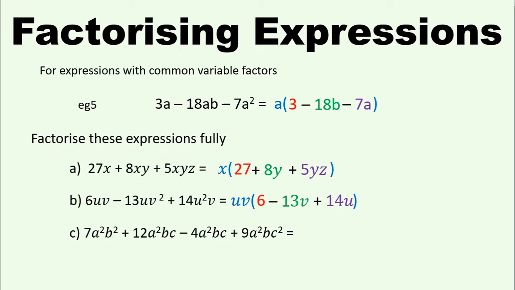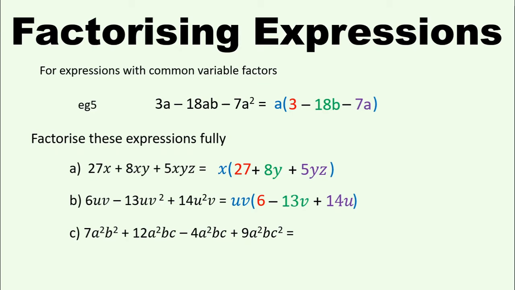Last example, look at all four terms, look at the numbers. Do they have a common factor? 12 and 4 could both divide by 4, but 7 and 9 couldn't. 9 and 12 could both divide by 3, but 7 and 4 couldn't. So the numbers do not have a common factor for all four terms. So let's look at the letters now. All four terms have the common factor a squared b.